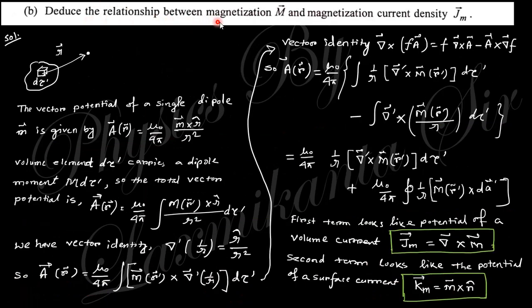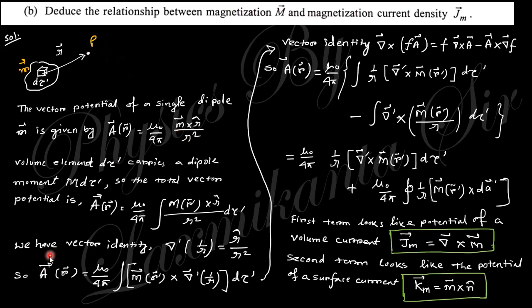Next, deduce the relationship between the magnetization M and the magnetization current density Jm. Suppose this is a material, and for this volume there is a field point and a source point. The vector potential of a single dipole moment m is given by this expression. Here the dipole moment is present in this region, and for that, at point P, you need to find the vector potential.